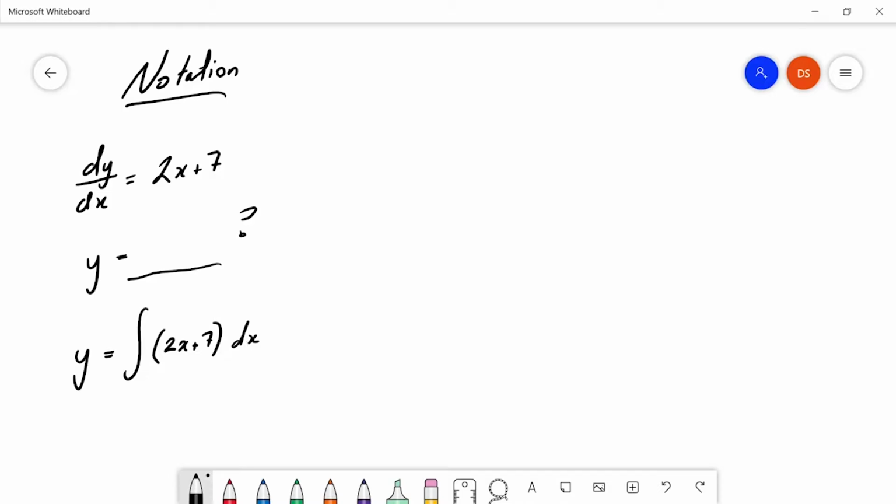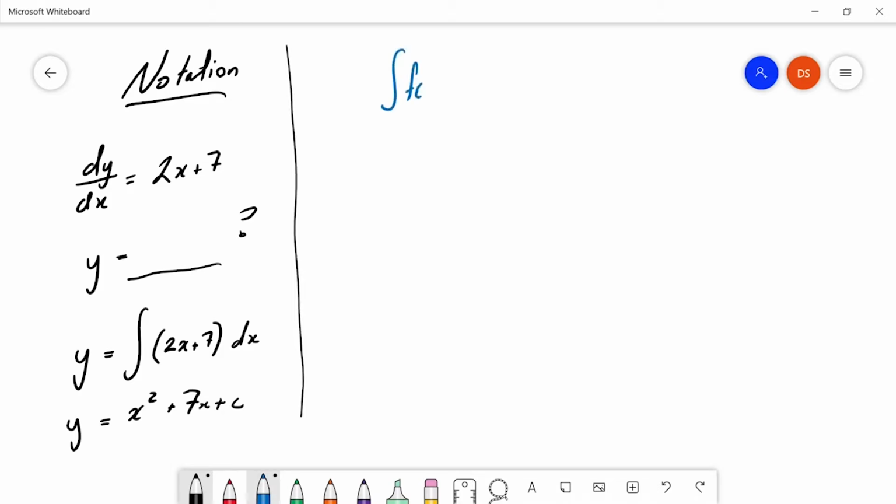And so the operation is simple. It's add 1 to the power, divide by the new power, add 1 to the power, divide by the new power, and plus c. So we have integrated. That is integration, and this is the integration notation.